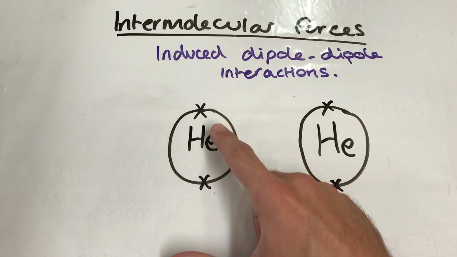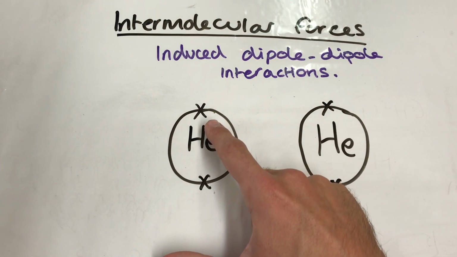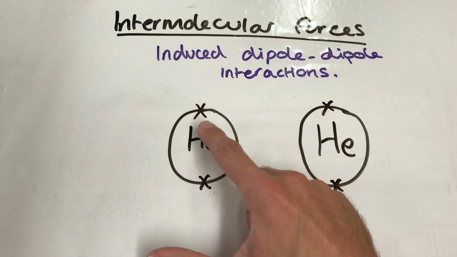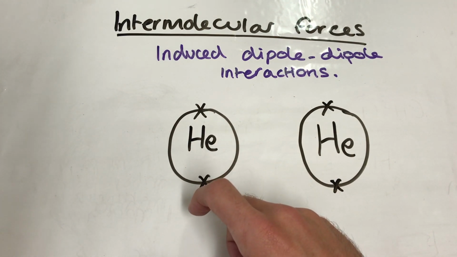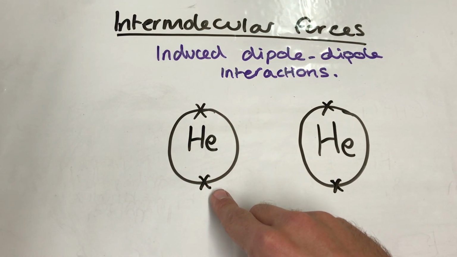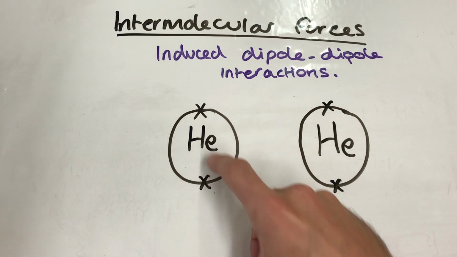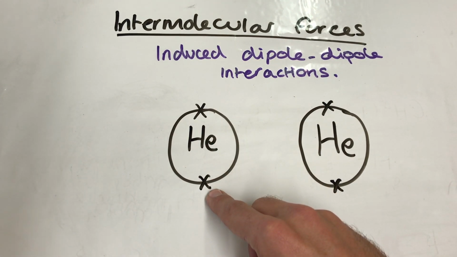Now, electrons, as you should know by now, are not stationary. You find them in orbitals, in the SPD orbitals. So they are constantly fluctuating and they're constantly moving. At the moment, the electrons are evenly distributed on these two helium atoms.